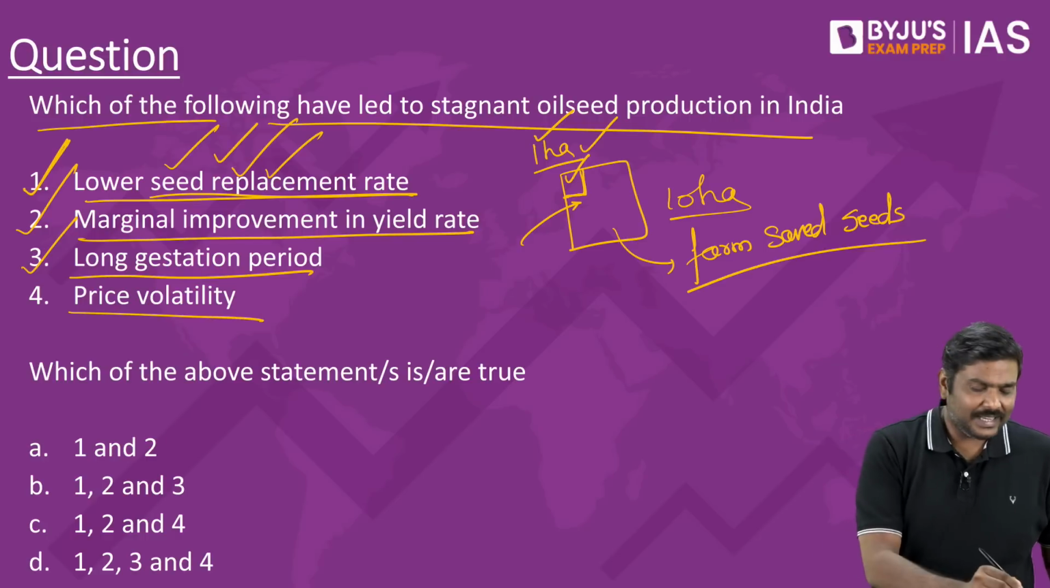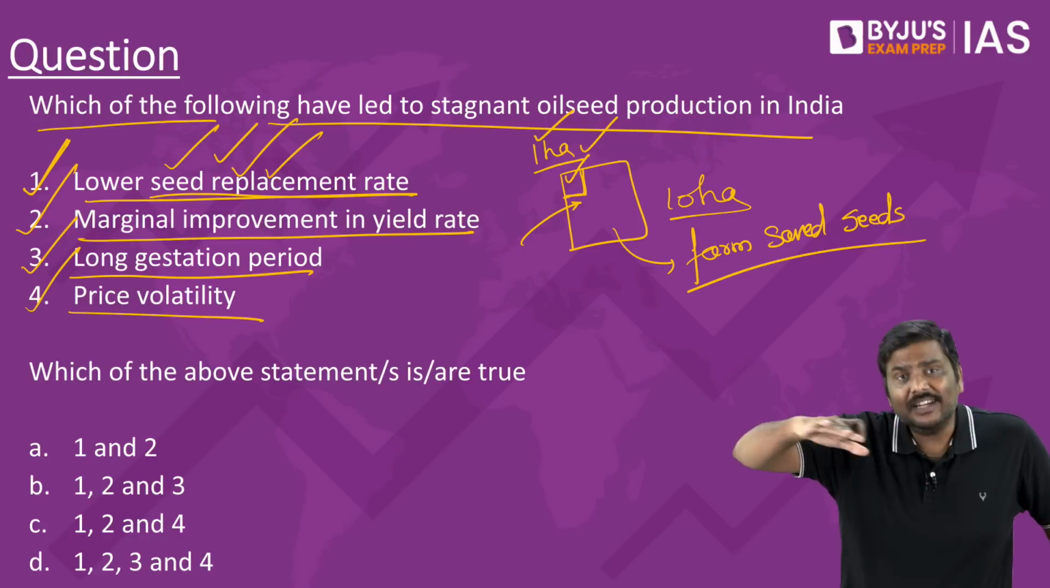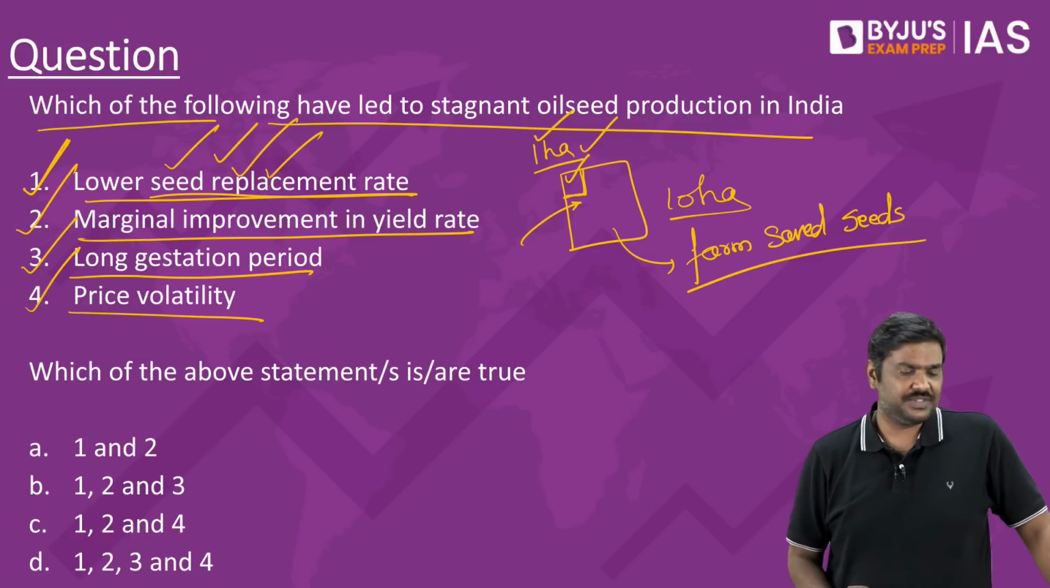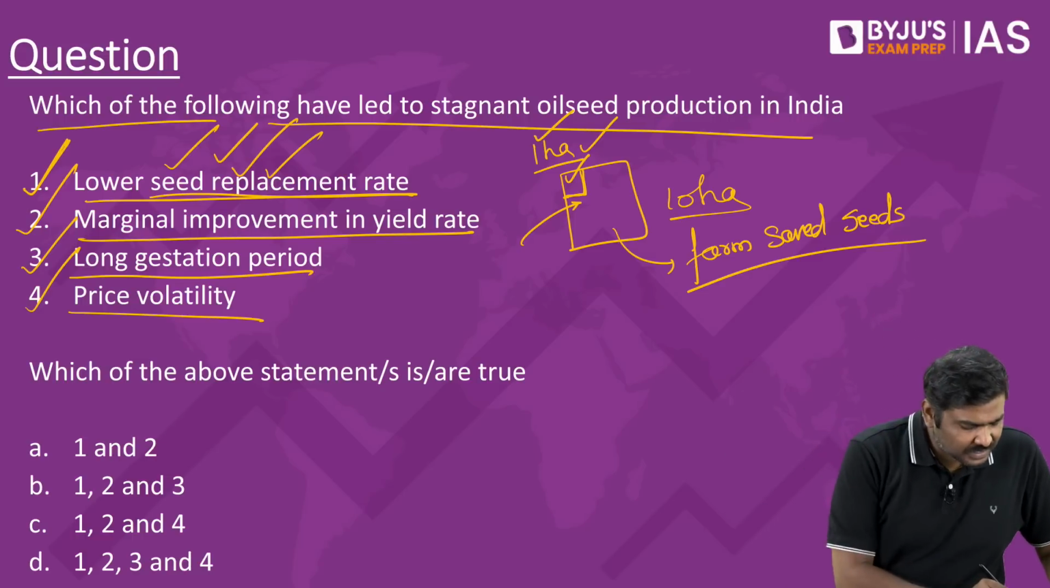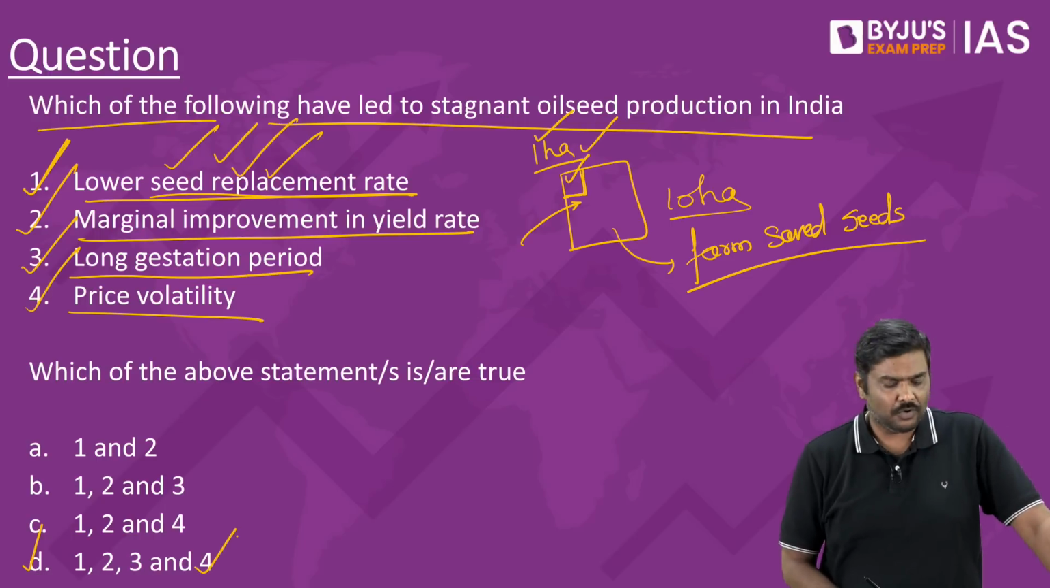And price volatility, that is also one of the reasons why there is stagnant growth in the oilseed production in the domestic market. So all the 4 parameters are correct. The right option for this question will be option D, 1, 2, 3 and 4.